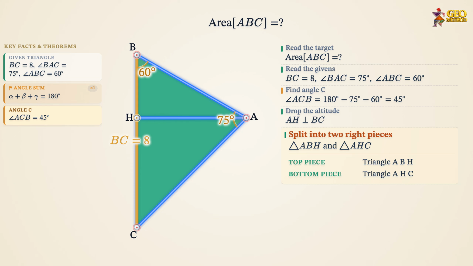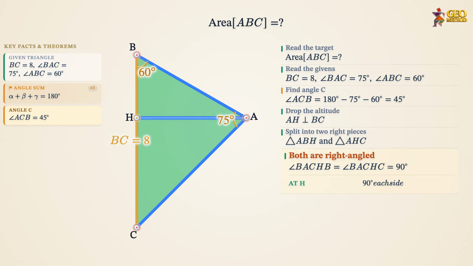The top piece is triangle ABH at the corner B, and the bottom piece is triangle AHC at the corner C. Because segment AH meets the base squarely, both little triangles have a right angle at H. That is the whole reason the altitude is worth drawing. Right triangles come with fixed angle ratios we can read off.